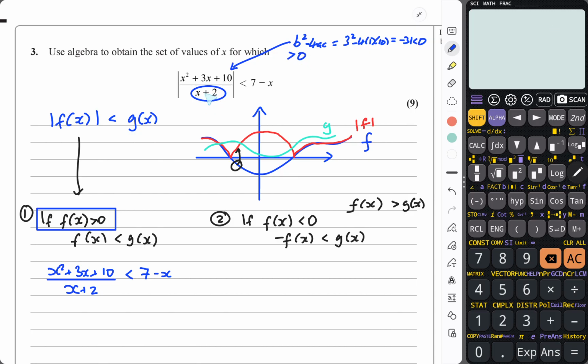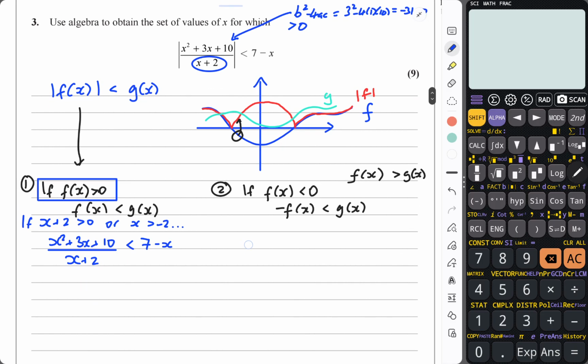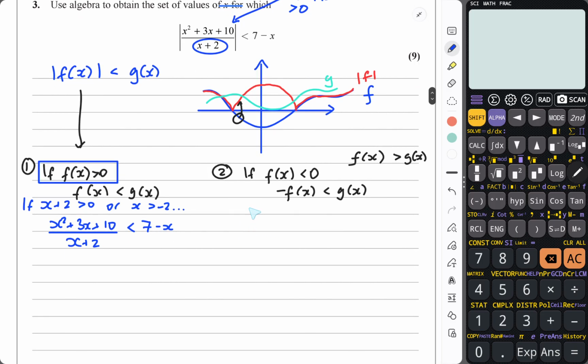So in other words, we're only interested in when the denominator is positive or negative. For f of x to be positive, that must mean the denominator is positive. So x plus 2 is greater than 0, or in other words, x has to be greater than minus 2. It's going to be similar for the second situation where f of x is negative. That's if x plus 2 is negative, or in other words, if x is less than minus 2.